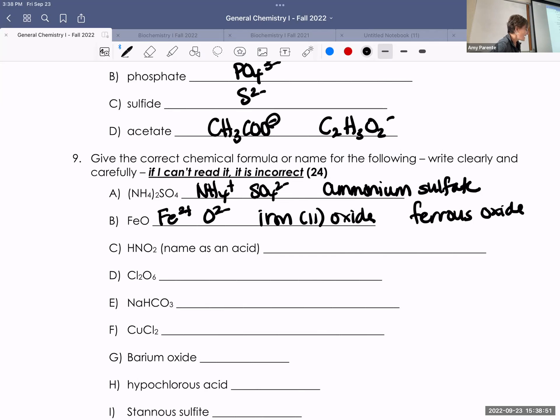Here's one that we have to name as an acid. Okay, so what we need to do is take the proton away, the H plus away, and look at the ion that's left. We have to think about naming the polyatomic ion, which is going to be nitrite. And if it's the ite version and not the ate version, the ite version becomes the OUS acid. So it becomes nitrous acid.